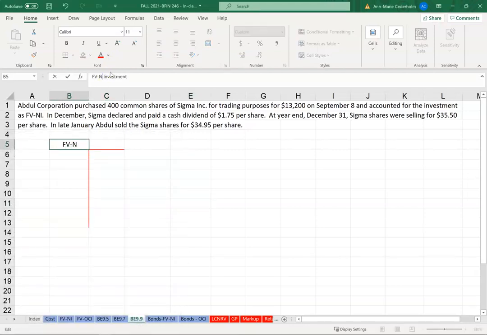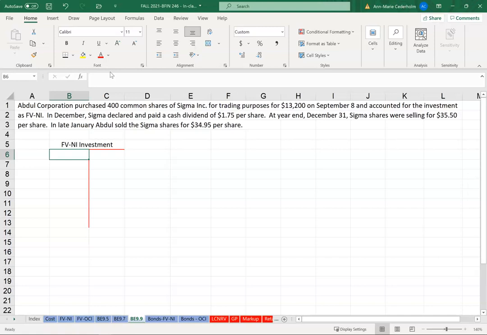Okay, so let's read this question. Abdul Corporation purchased 400 common shares of Sigma Inc. for trading purposes for $13,200 on September 8th and accounted for the investment as fair value through net income. In December, Sigma declared and paid a cash dividend of $1.75 per share. At year-end, December 31st, Sigma shares were selling for $35.50. In late January, Abdul sold the Sigma shares for $34.95.